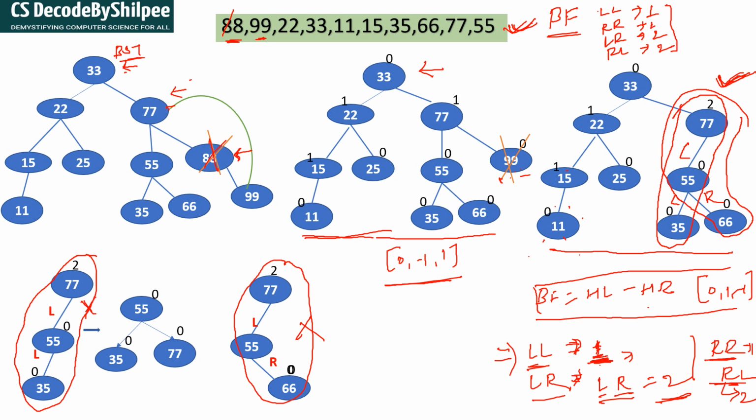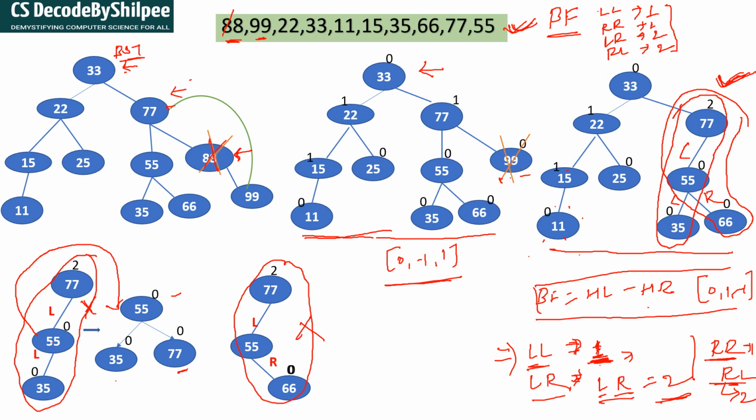After performing rotation, LL means we have to perform right rotation, and that too from the mid node. So 55 becomes the root, 77 goes down and 35 comes in the left part. So after the rotation you will get this one. So you have performed the rotation. Now you have to add the remaining tree.